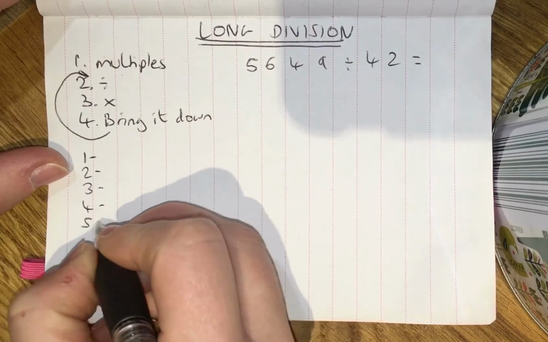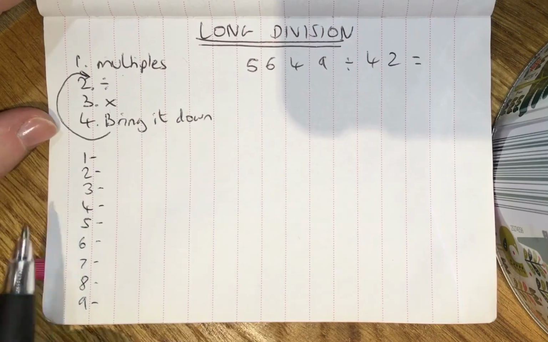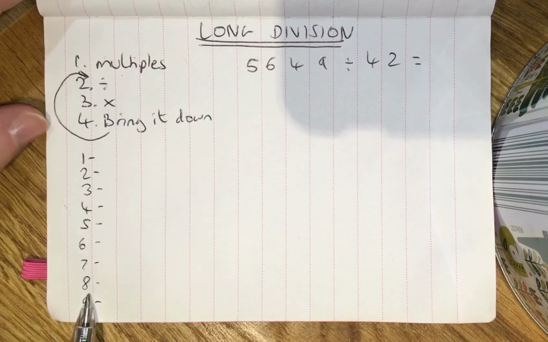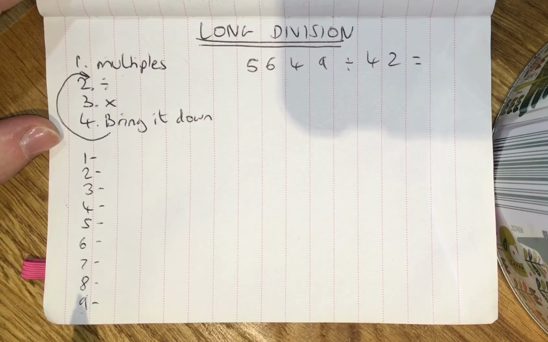So we get children to write out these. This helps them remember the numbers that they're going to put in later on, so it's really useful to write out those. And then they write out their 42s. Now, if they don't know their 42 times table, we have a little way of solving it.